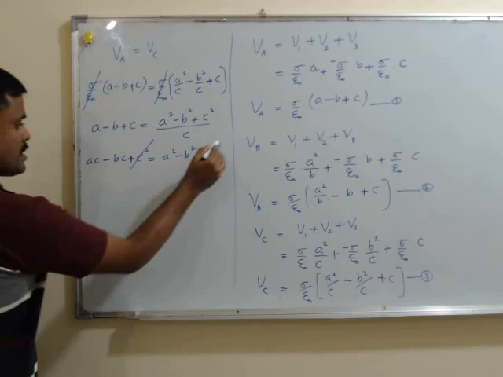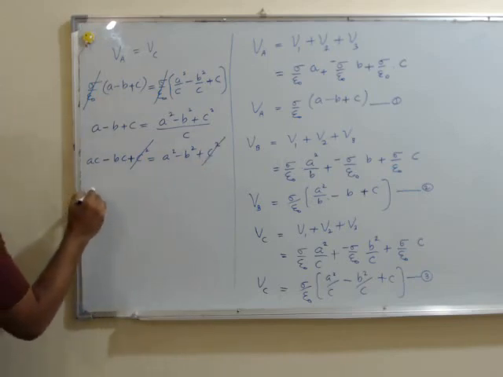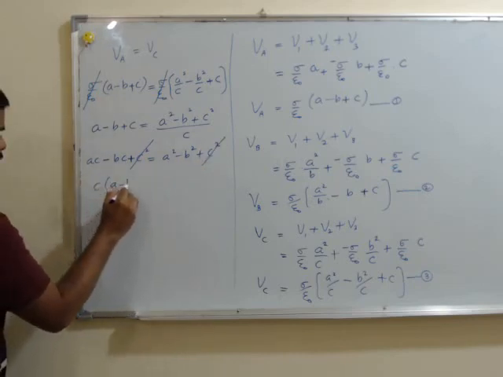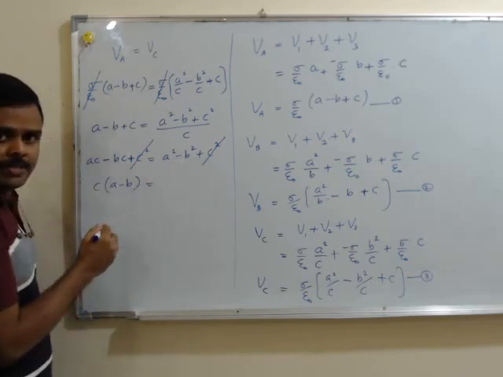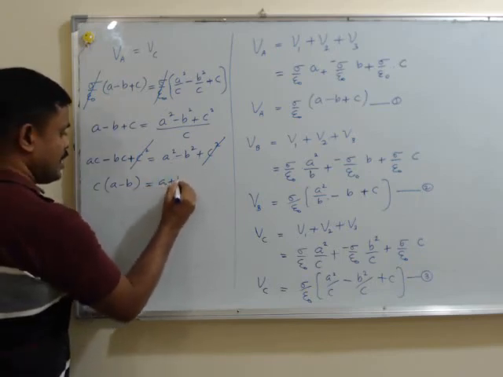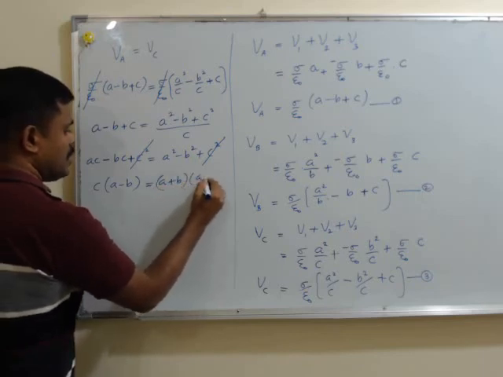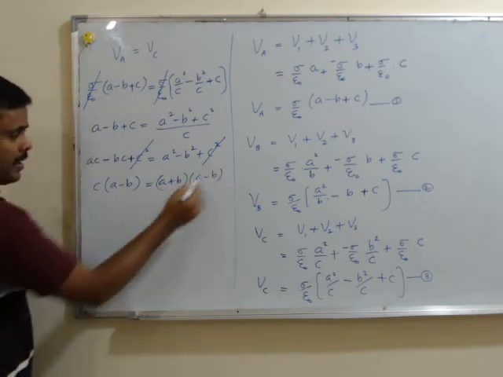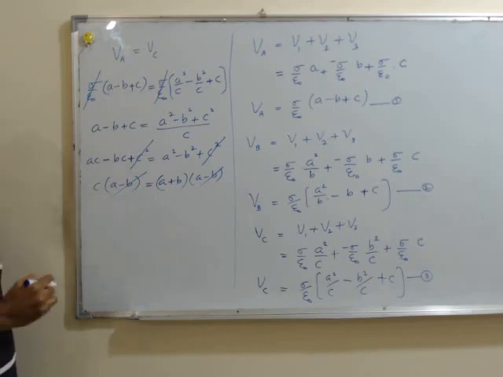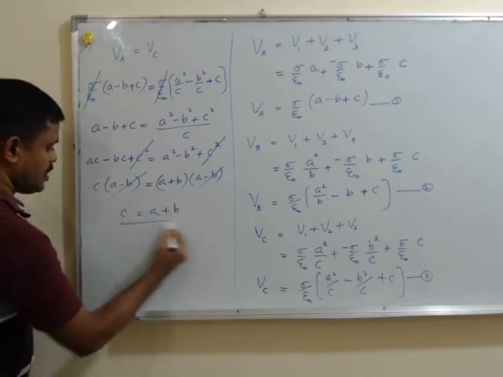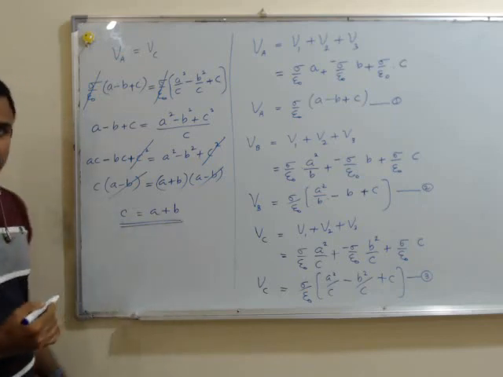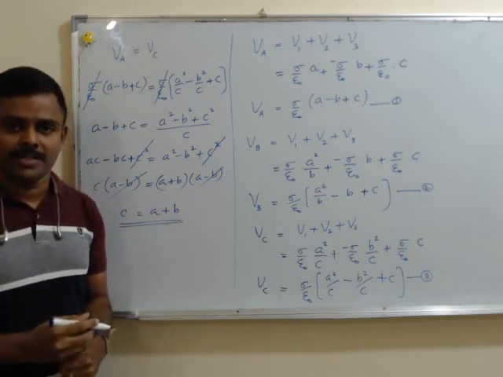I'll have C square cut. Then I take C common here, C into A minus B. What is on the right side? I have A square minus B square, which could be written as A plus B into A minus B. A minus B gets cancelled with this A minus B. What do we have now? C is equal to A plus B. This is the second question, get a relation connecting A, B, C. All right.